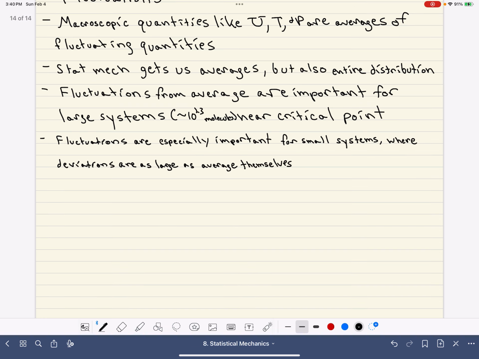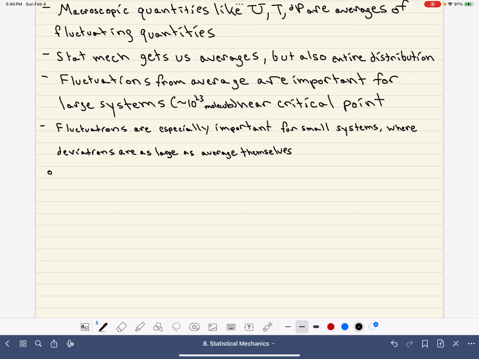Some applications where this is especially important are in the design of silicon chips, in which you're packing a large number of transistors into a very tiny space. You want to understand how the size, shape, and functionality of these transistors will deviate as a function of the group of transistors. This is also very important in biology, where a lot of times biological function is just an expression of fluctuations from the average value.